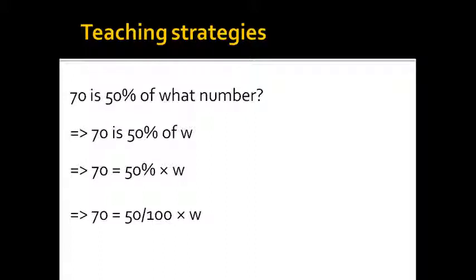Better teaching strategies. Students hurriedly try to solve questions. We should teach a child to interpret the question correctly before attempting it. 70 is 50% of what number? Here we should ask the child to write W to denote what number. Then reread the sentence as 70 is 50% of W. Now ask the student to fill in equal to in place of is and multiplied by in place of of. So 70 is equal to 50% into W, or 70 is equal to 50 by 100 into W.